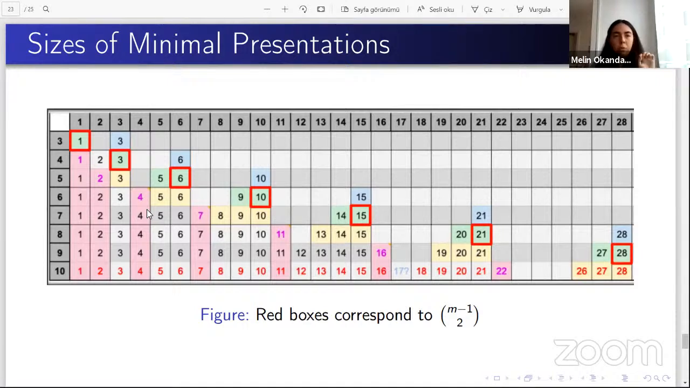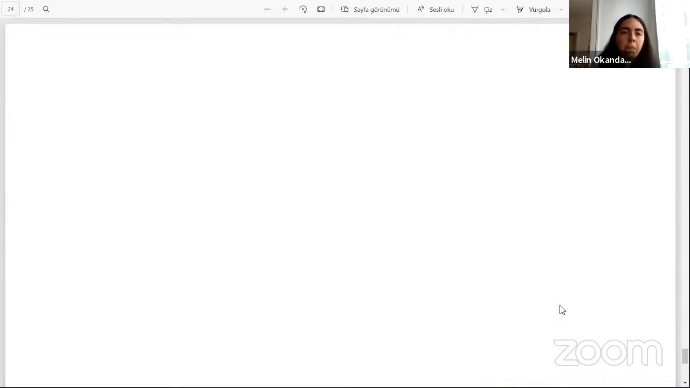One other important observation is this. Here you can see red boxes. These red boxes correspond to m-1 choose 2 for each multiplicity. So what does this mean? For example, if I look at multiplicity 6, I am guaranteed in this table that I will have a minimal presentation size of 5 choose 2. But what is 5 choose 2? It is 10. It is actually these red boxes. And these red boxes are always giving m-1 choose 2 to us. So this is saying something.